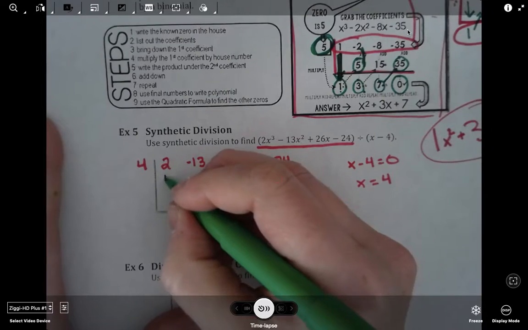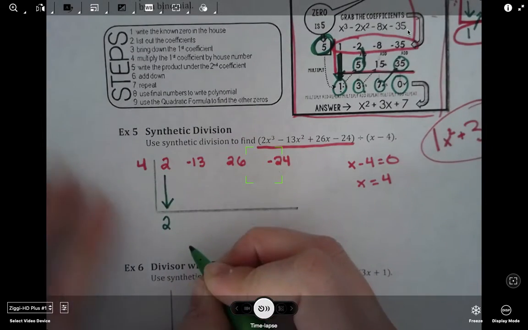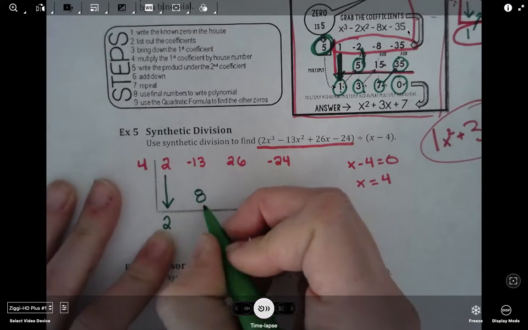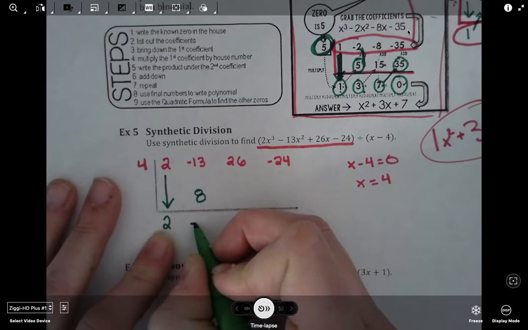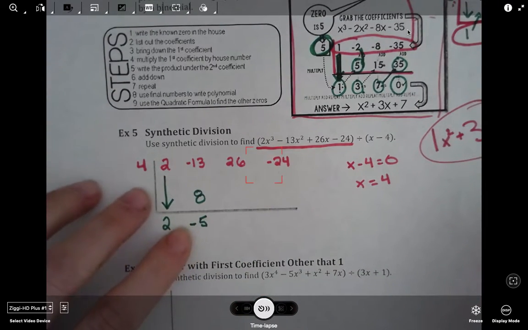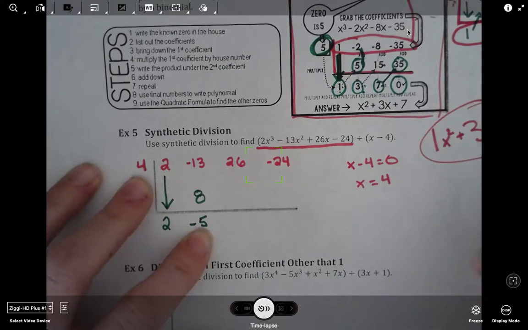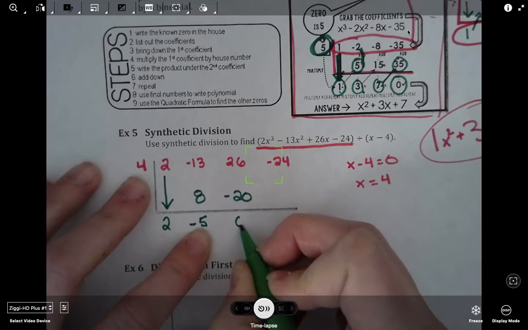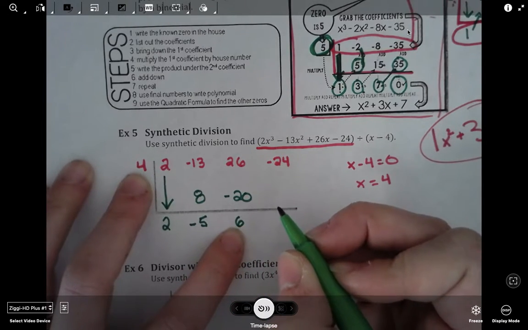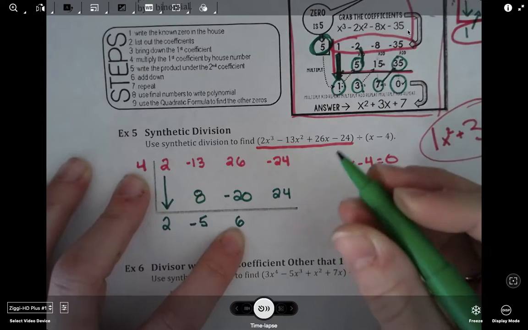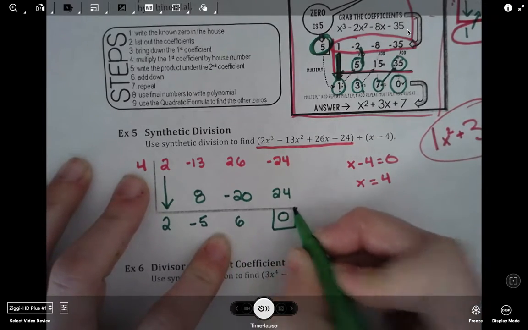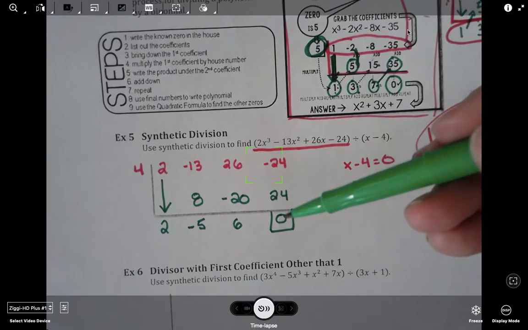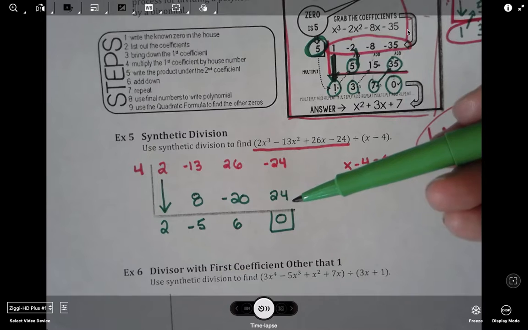First thing, drop down the 2, and then multiply. That gives me 8, and then negative 13 plus 8 is negative 5. Make sure you get your positives and negatives right. 4 and negative 5 I multiply, so that makes negative 20. If I add those, 26 and negative 20 is 6. 4 and 6, 24. And negative 24 plus 24 is 0. Again, that's a good number. I always put this last number in a box so that I know that's my remainder. And I have 0 remainder, and that's nice, okay?